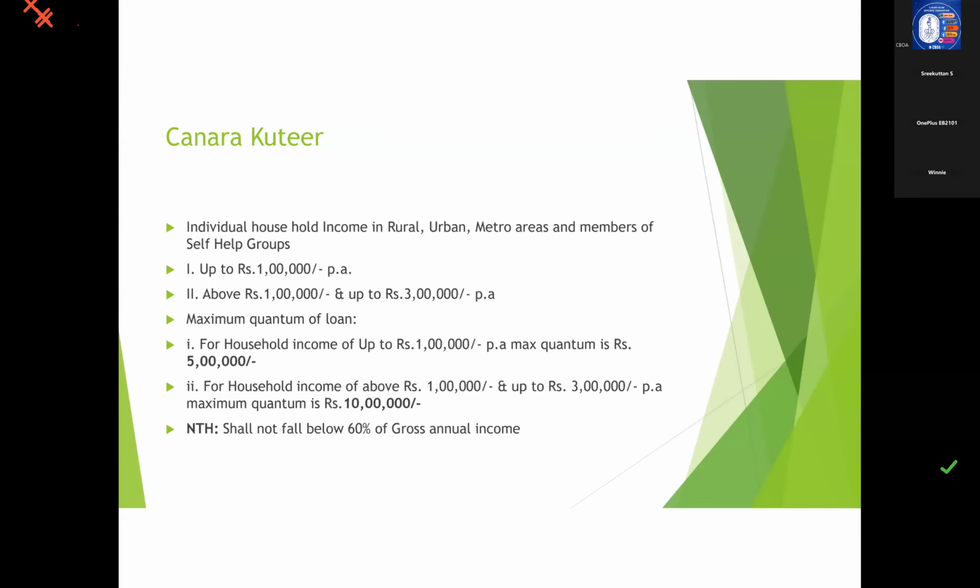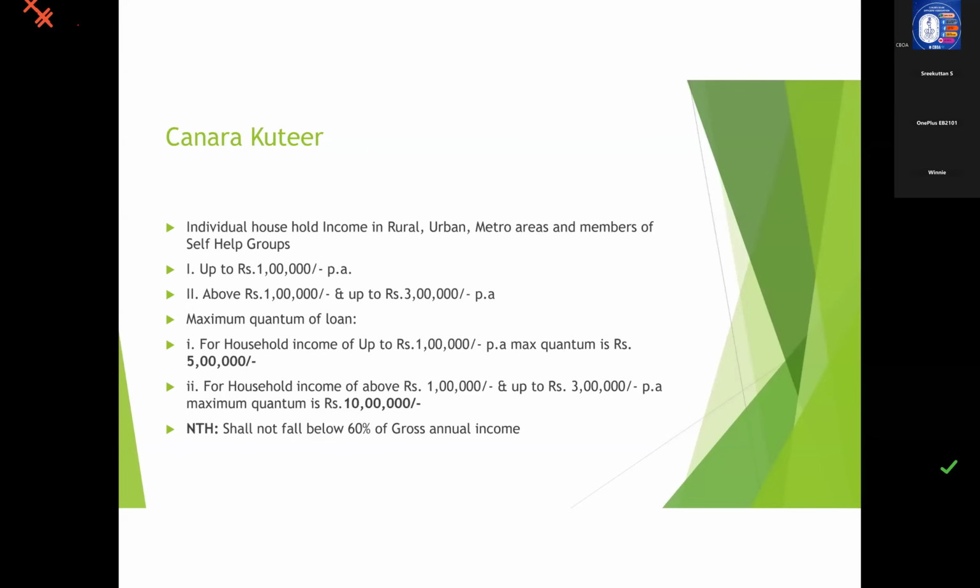Okay. So if the annual income is up to 1 lakh, we can grant a loan up to 5 lakhs. And if the annual income is above 1 lakh to 3 lakh, we can finance up to a maximum of 10 lakhs. So here it is very easy. There are two steps, or two guidelines. One is, if the annual income is 1 lakh, then the maximum loan that we can sanction is 5 lakhs. And if the annual income is above 1 lakh and up to 3 lakh, the loan amount is 10 lakh. So it is the household income and not the individual income. Okay, that you have to see.